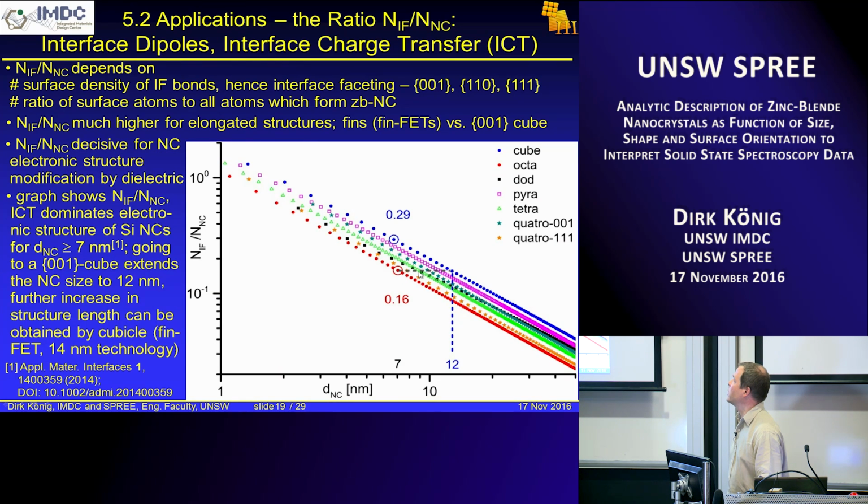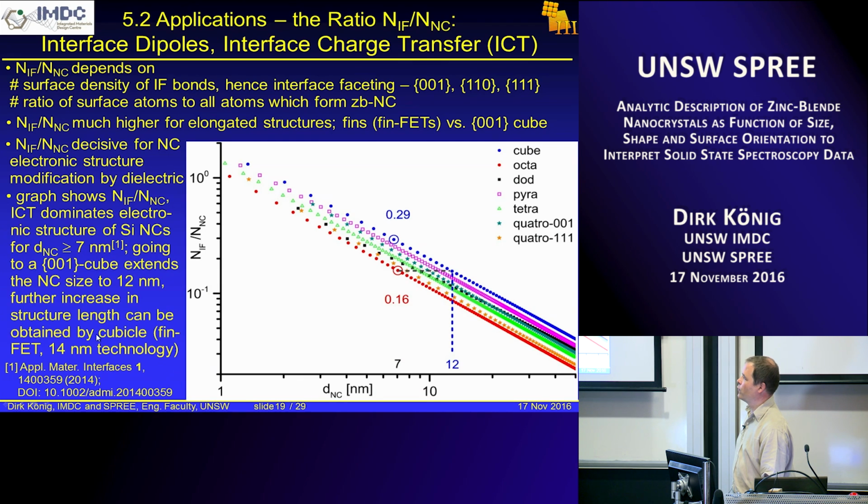What you can do then is extrapolate the value you have of interface bonds per nanocrystal atom to a cubic nanocrystal with exclusive O1 faceting. And that goes actually to 12 nanometer diameter. That means its edge length is around 10.5 nanometers. However, if you have a FinFET, this is a cubicle, it's stretched. So you could easily stretch it to 30 nanometers and make it 3-4 nanometers thick. You still would have the same ratio. That means the dielectric dominates the electronic behavior.